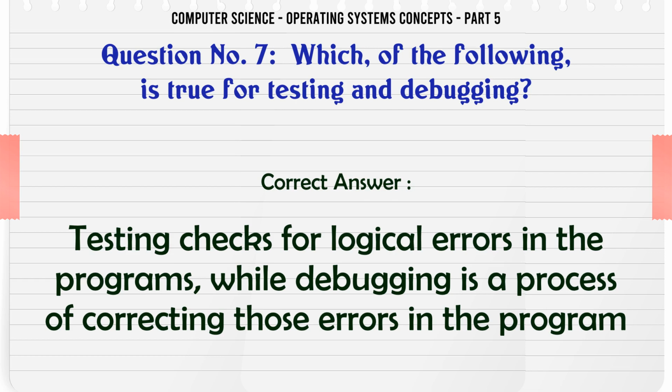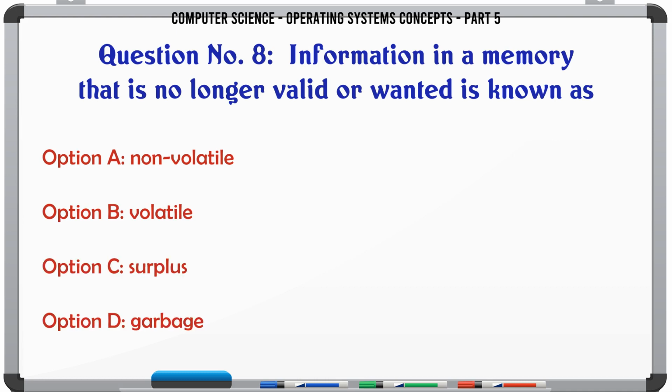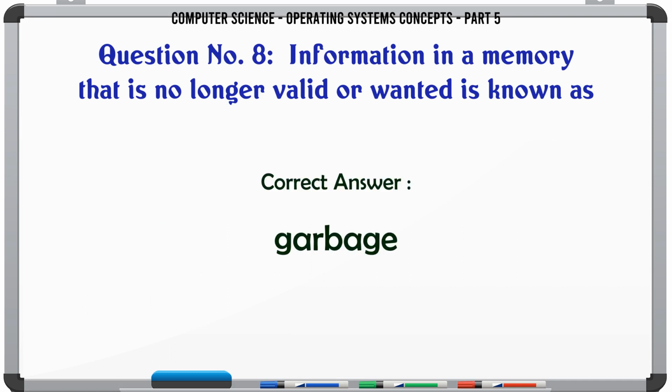Information in a memory that is no longer valid or wanted is known as: A. Non-volatile. B. Volatile. C. Surplus. D. Garbage. The correct answer is garbage.